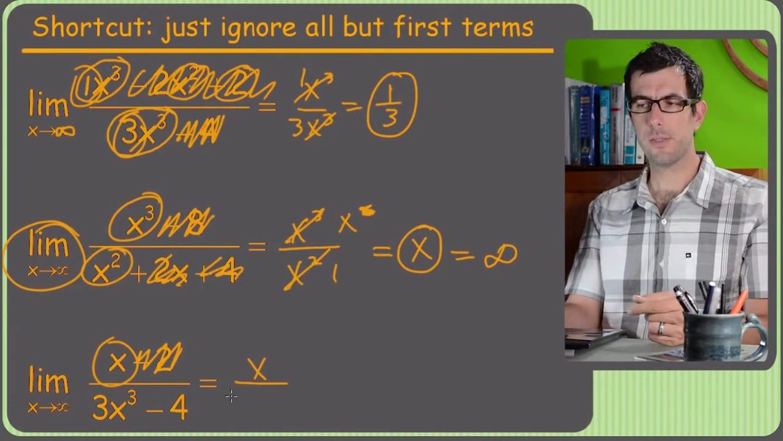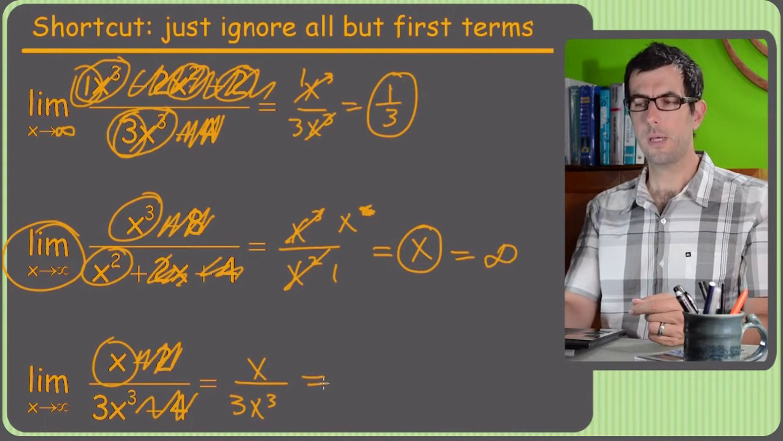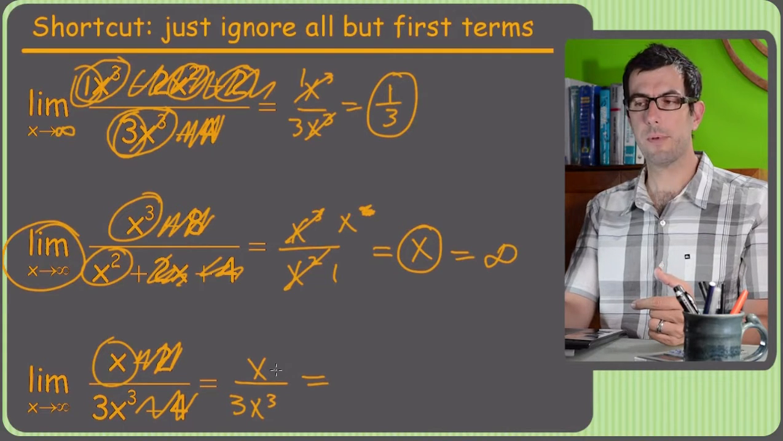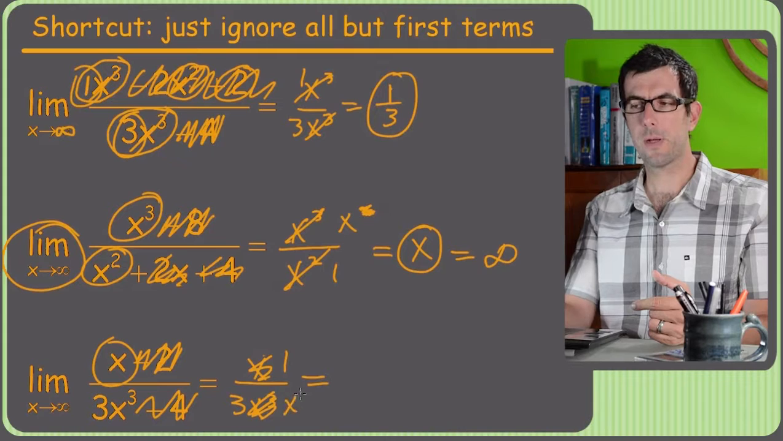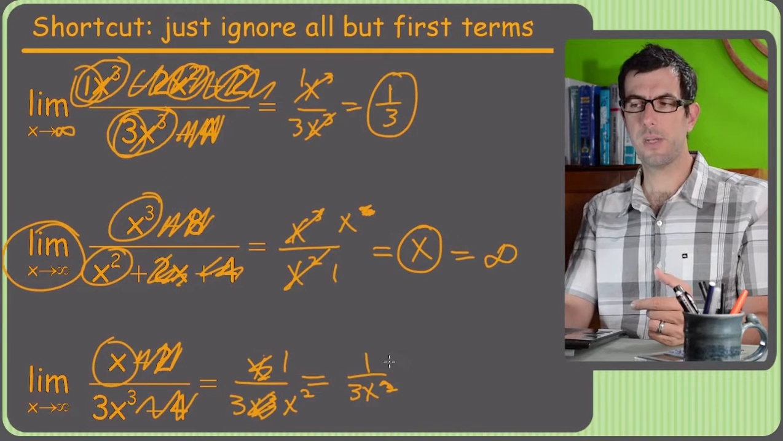The biggest term downstairs is 3x cubed. We're just going to ignore the 4. And then if we cancel this out, we can pull an x out of top and bottom. So that x will become a 1, and the x cubed will become an x squared. So we get 1 over 3x squared. And what is the limit as x approaches infinity?